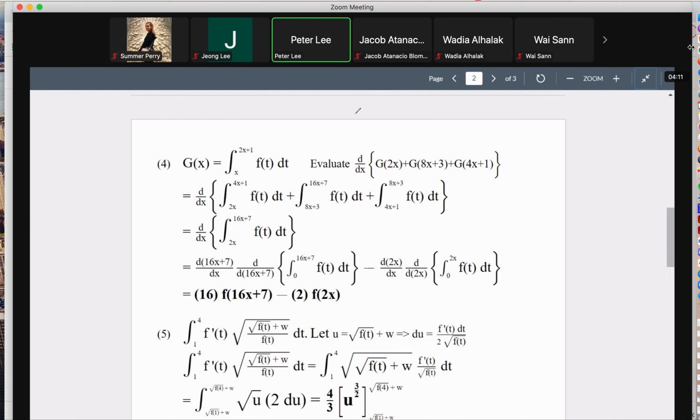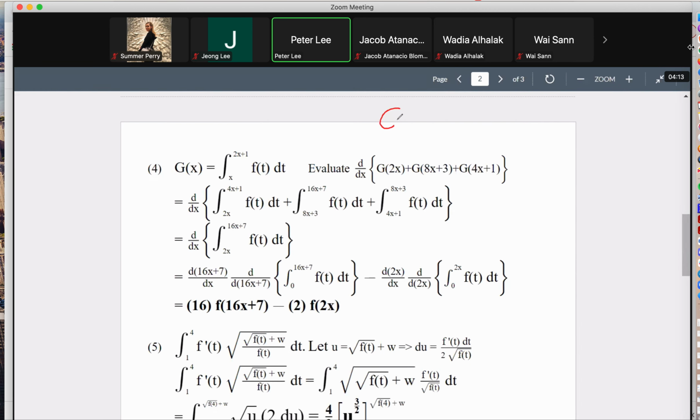The comment is about the notation. G prime of x means, and this one is clear, this is equal to d/dx of g of x. But the confusion comes when we have g prime of 2x. This is clear. But the question is, so what is then g prime of 2x?